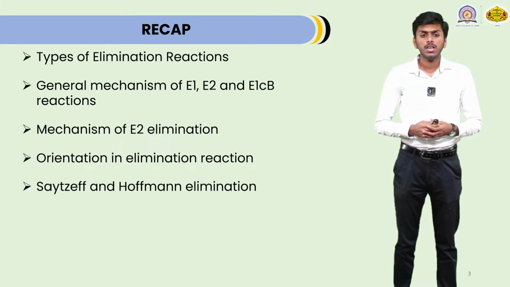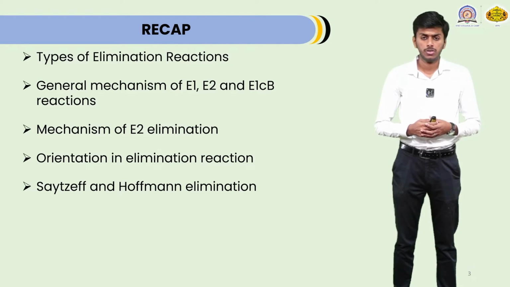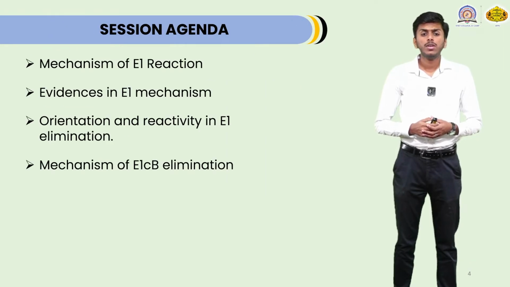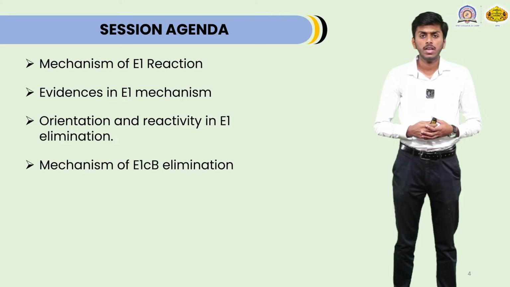In previous lectures, we learned about types of elimination reaction, general mechanism of E1, E2 and E1CB reaction, mechanism of E2 elimination, orientation in elimination reaction, and Saytzeff and Hofmann elimination. In today's lecture, we are going to learn about mechanism and evidences in E1 mechanism, orientation and reactivity in E1 elimination, and detailed study of mechanism of E1CB elimination.